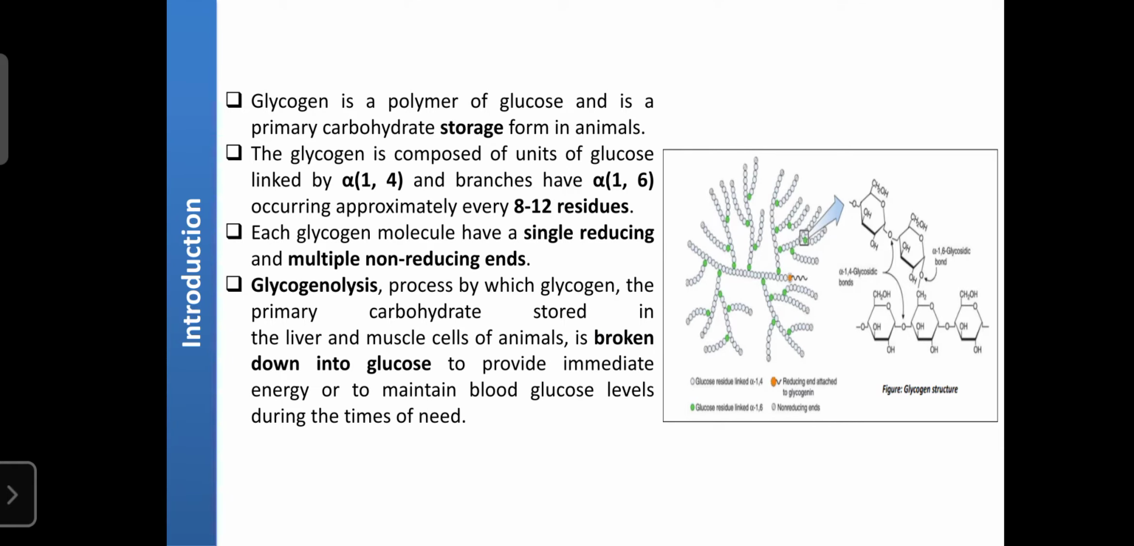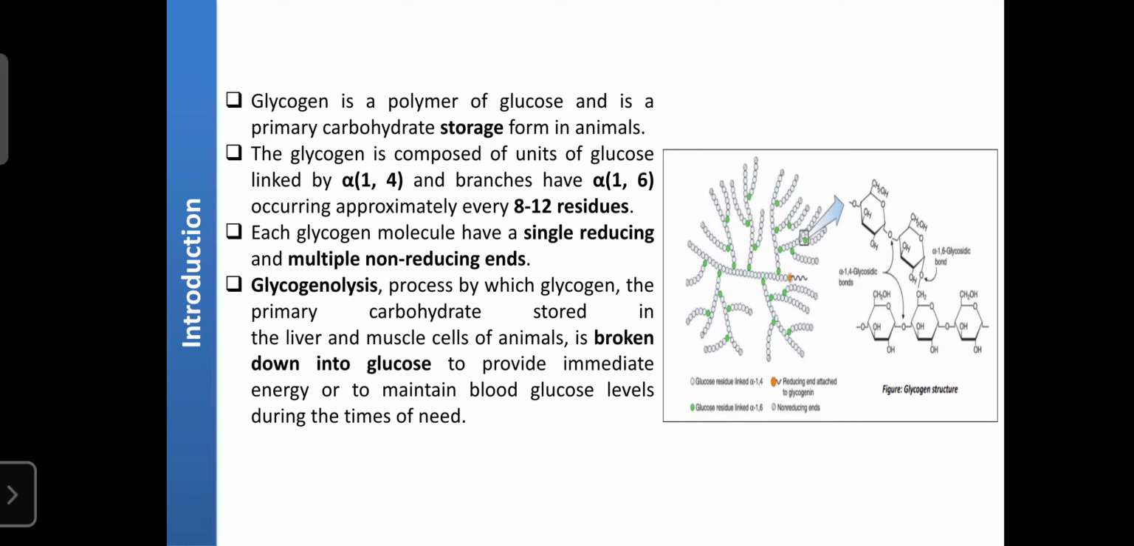So first we learn about glycogen. Dear students, glycogen is a polymer of glucose. It acts as the primary carbohydrate storage form in all animals. So in all animals, including human beings, excess glucose or carbohydrate is stored in the form of glycogen. That glycogen is mainly stored in the liver and the muscles. During an emergency, they release the glucose.